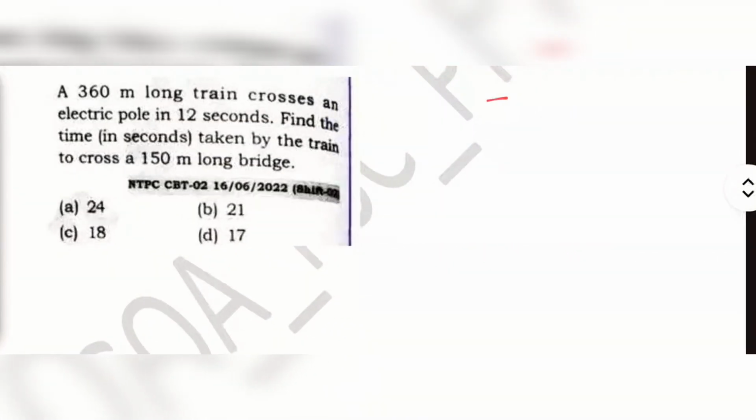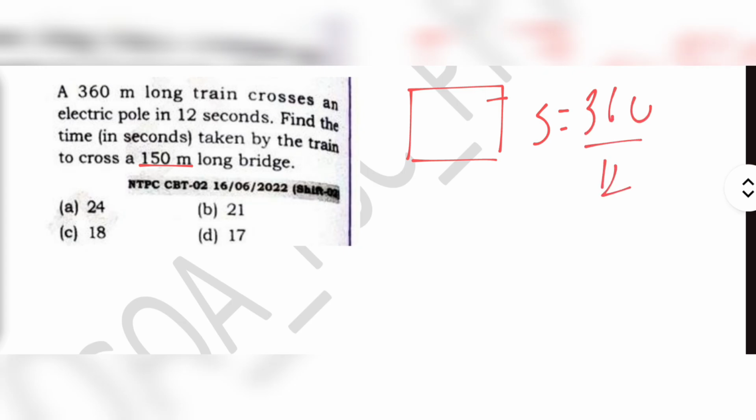A 360-meter long train crosses an electric pole in 12 seconds. Find the time taken by the train to cross a 150-meter long bridge. Now we are given the length of the train, and we are also given the time, so we can find the speed. Speed is distance upon time, which is 30 meters per second. This is the speed of the train.